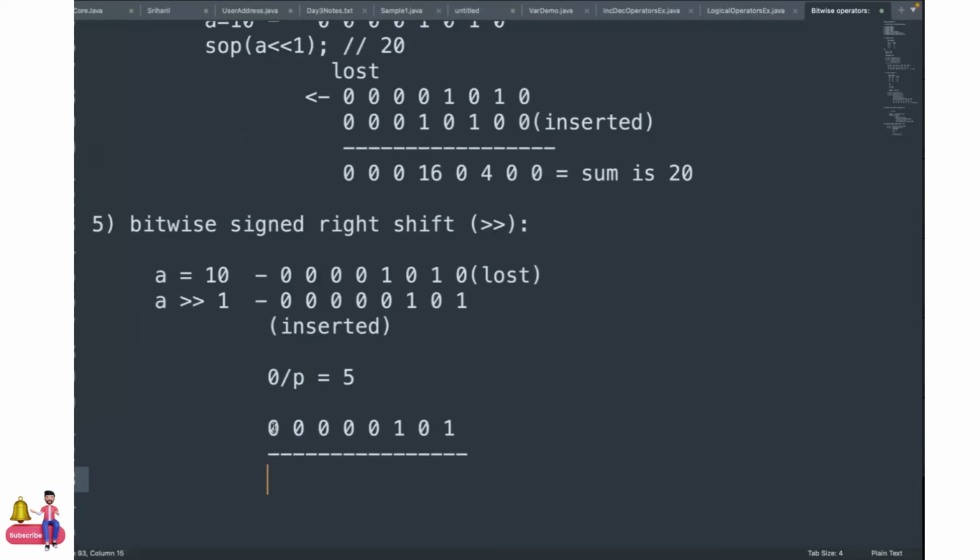So this is 2 to the power of 7. Anyhow, it is 0, let me put 0. This is 2 to the power of 6. Anyhow it is 0, let me put 0. And next we have 2 to the power of 5. It is also 0, let me put 0. Wherever I have 0, let me put that.